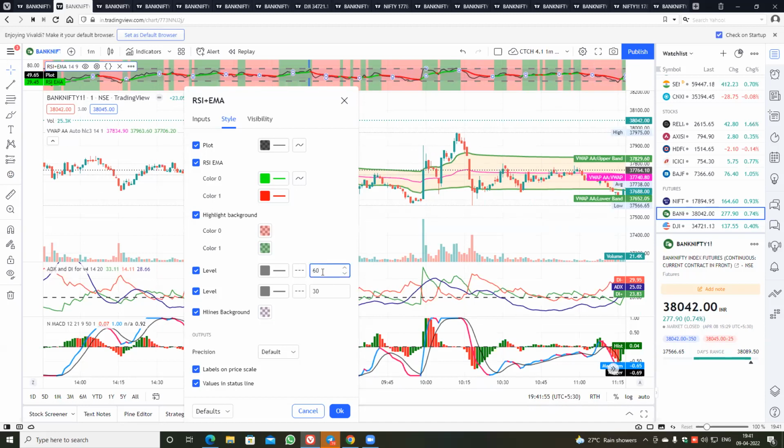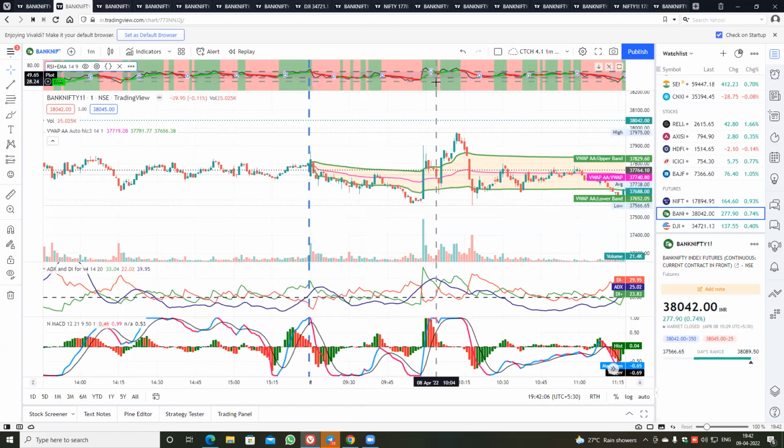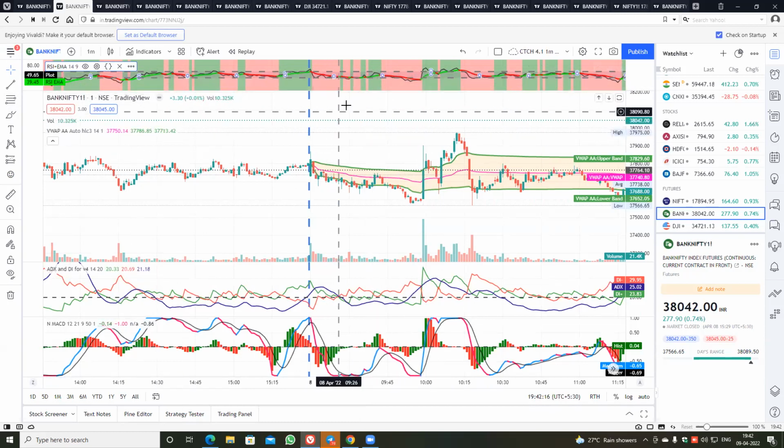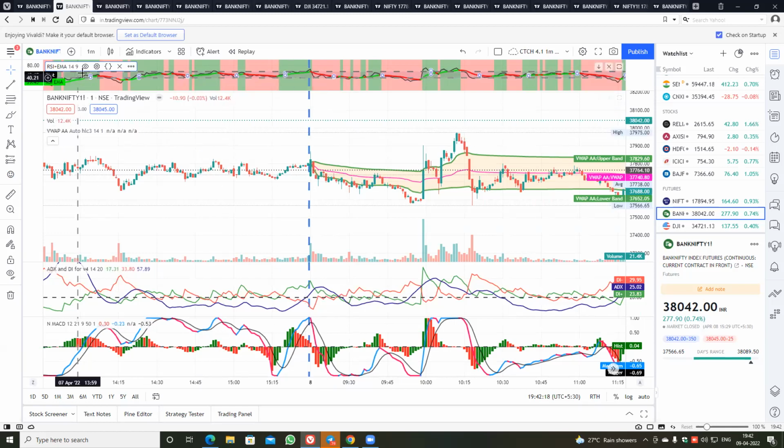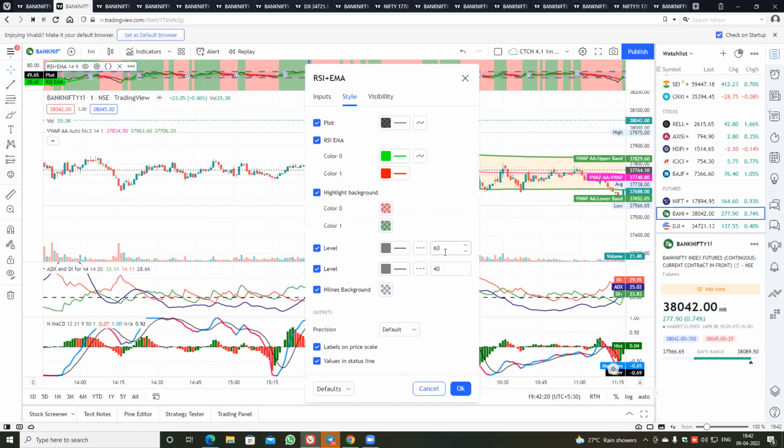If you are giving 60, it will appear as 60 on the top side, and below, 40 will appear. If you are clicking like this, it will appear. And it is given on top of our chart because it will be easier to look into this chart. Thanks to Mr. Jagan sir for this improvisation. I would like to change it back to 70-30.